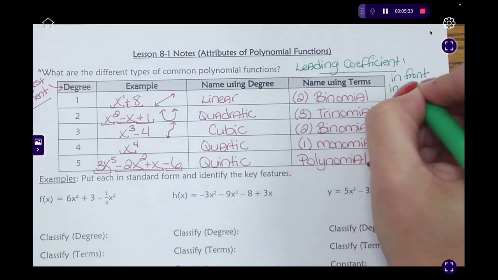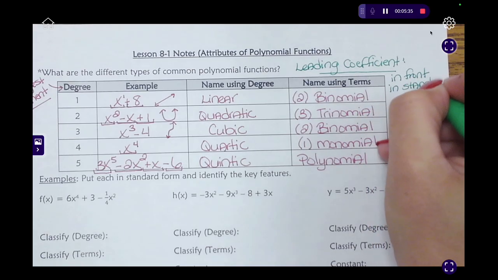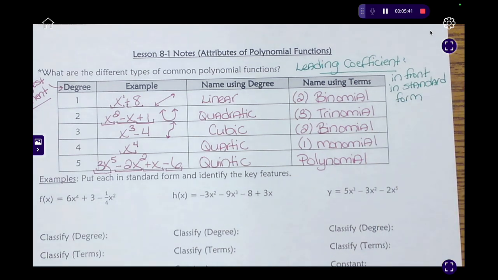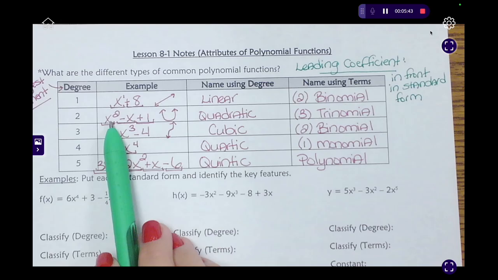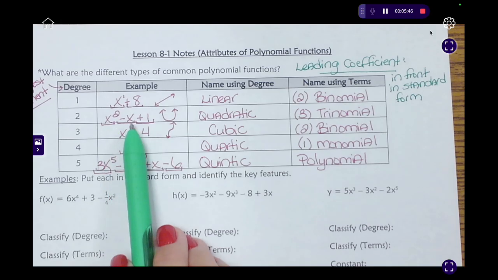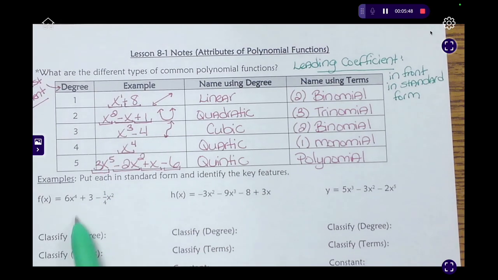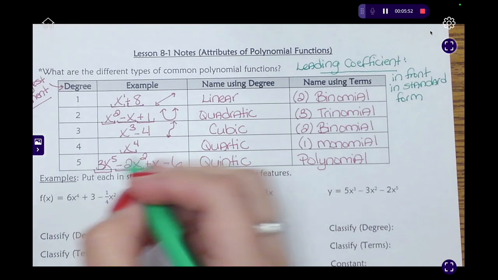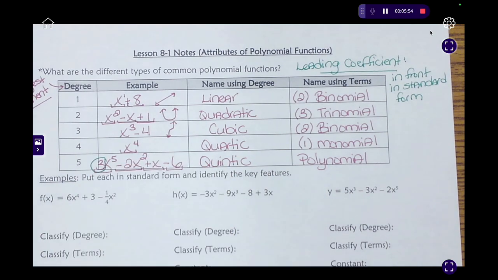And it has to be in standard form. That's the key part here. So it's going to be your coefficient that's in front when it's in standard form. If you look at all the examples that I did, those are all in standard form because I have the largest exponent in the front and then it goes decreasing from there. So if I look at this last example and ask what the leading coefficient is, that would be the 3.